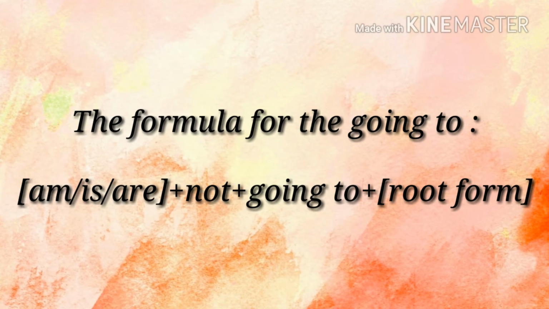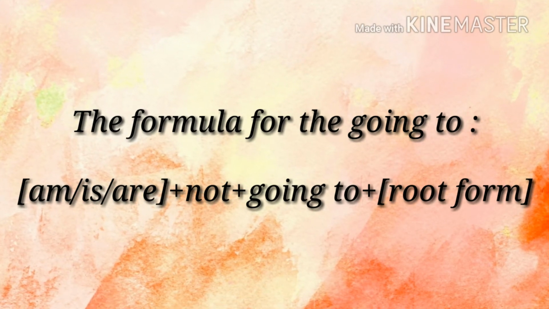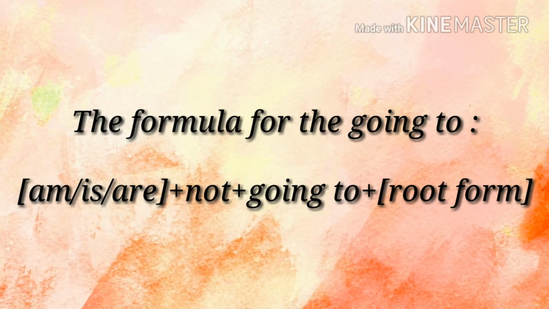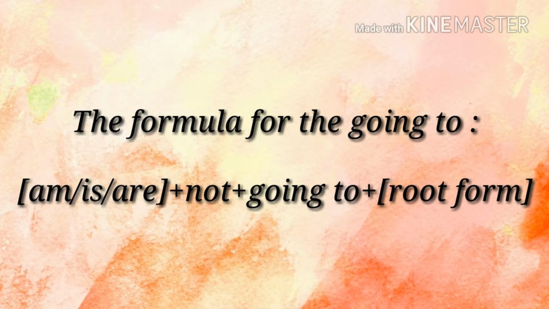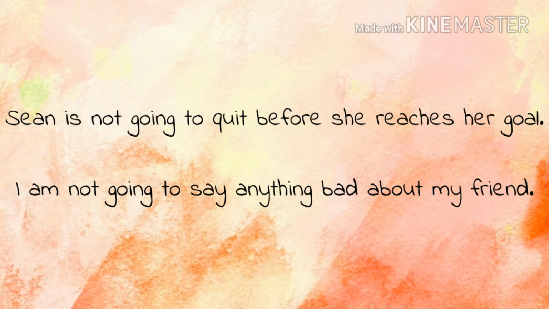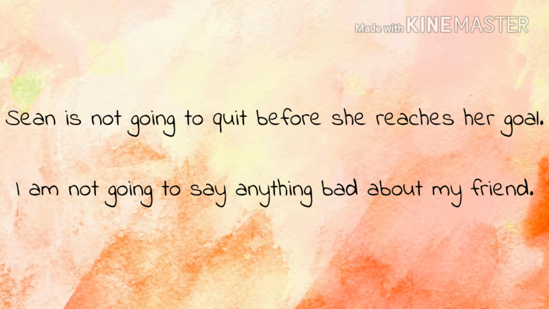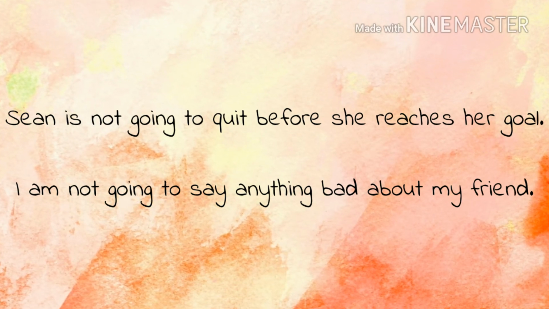For using the going to construction, the formula is am, is, are, plus not, plus going to, plus root form. Example: Sharon is not going to quit before she reaches her goal. I am not going to say anything bad about my friend.